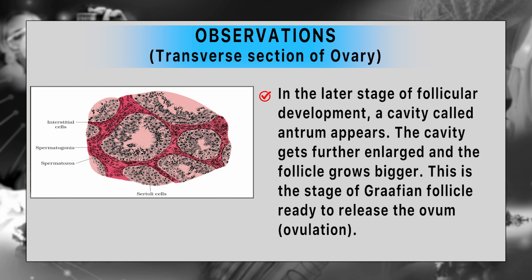In the later stages of follicular development, a cavity called antrum appears. The cavity gets further enlarged and the follicle grows bigger. This is the stage of Graafian follicle, ready to release the ovum. This is nothing but ovulation.